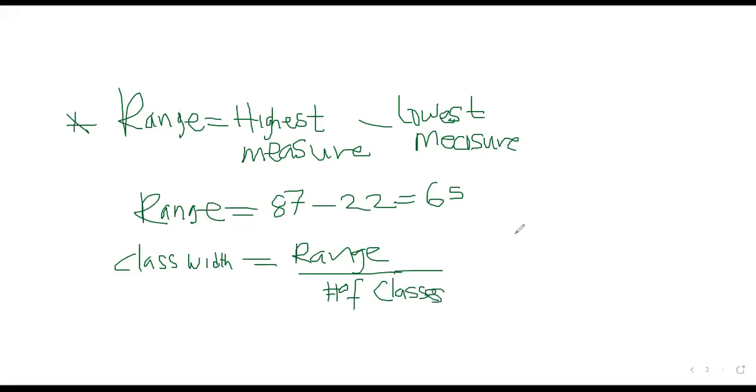So meaning our range is 65. Then we divide by the number of classes. There were 6 here. So it will be 65 divided by 6, which is 10.833. So this is about 11. All right, so this is about finding the class width or class interval. So this is approximately 11.